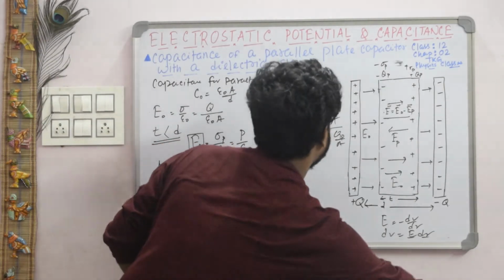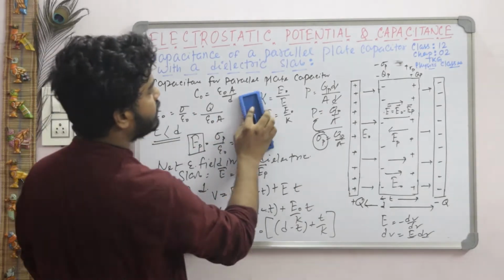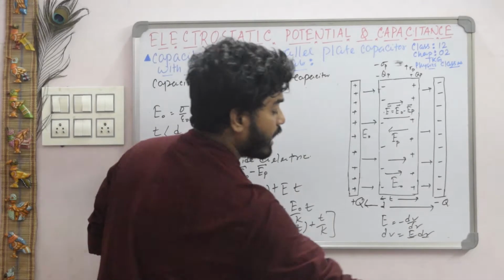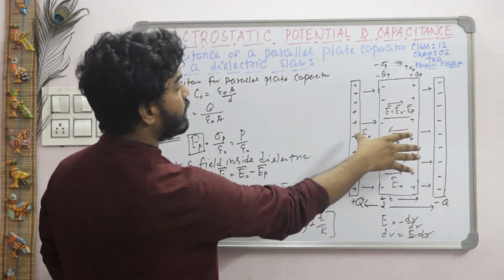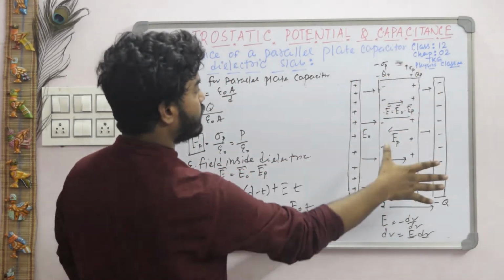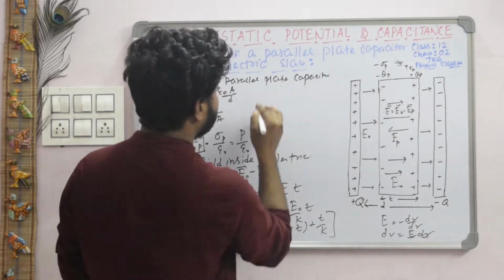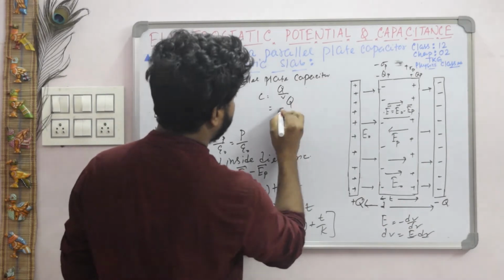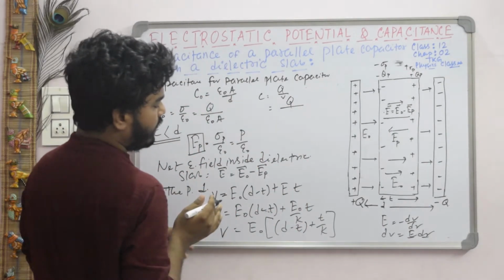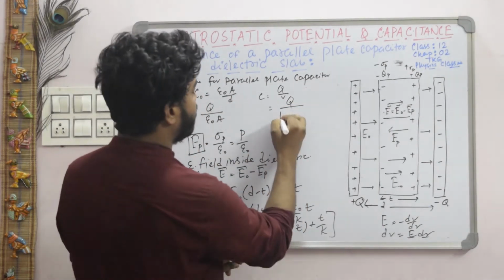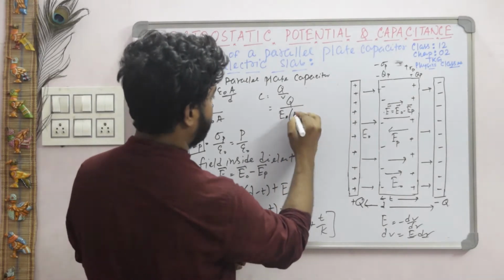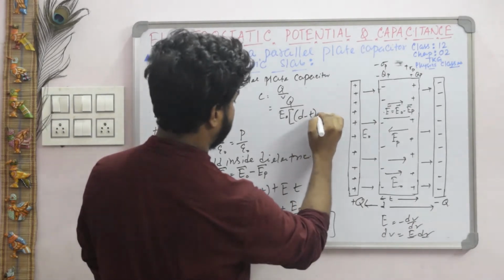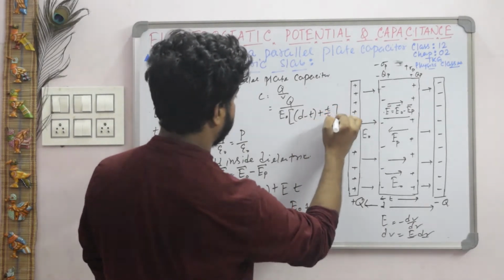Now, calculate the capacitance. You know the formula of capacitance, that is C equal to Q by V. So, the capacitance of this parallel plate capacitor, when there is a dielectric slab inside between two plates, becomes C equal to Q by V. So, Q divided by, in the place of V you can write this expression, that is E naught within bracket d minus T plus T by K.